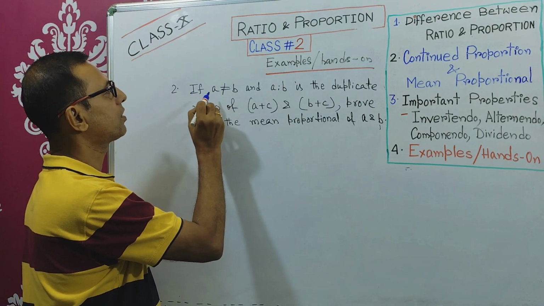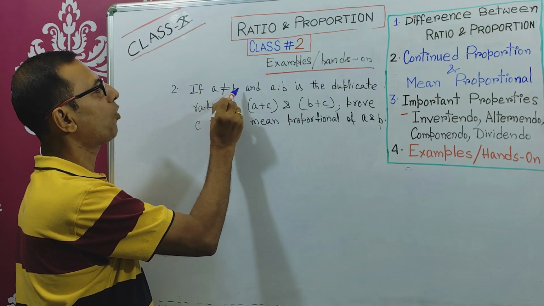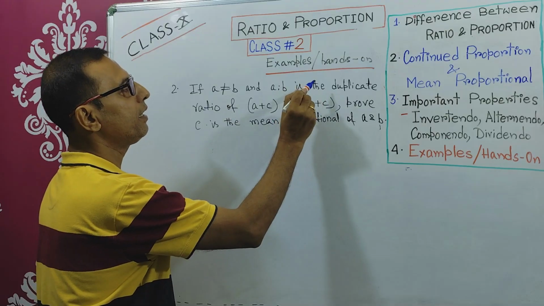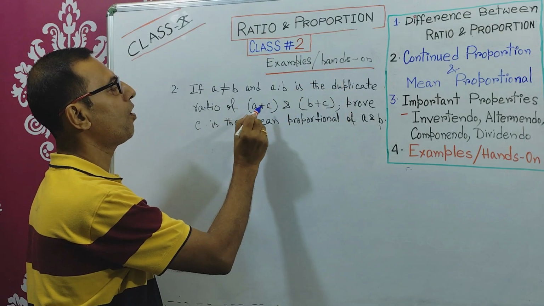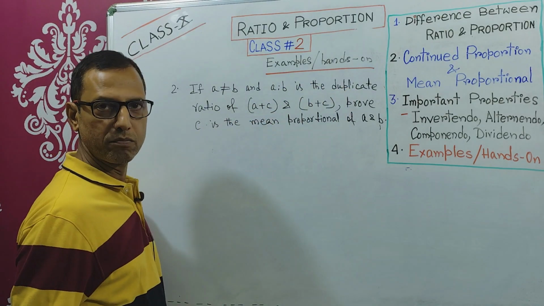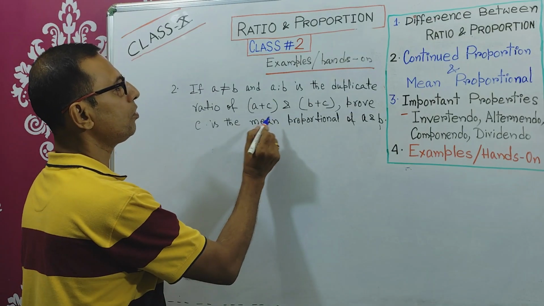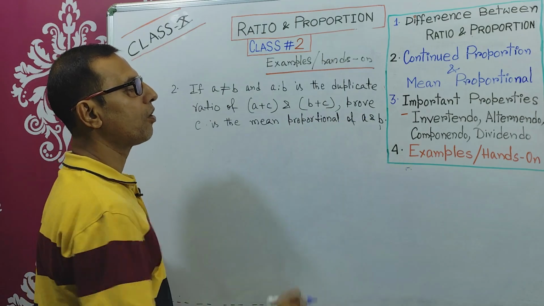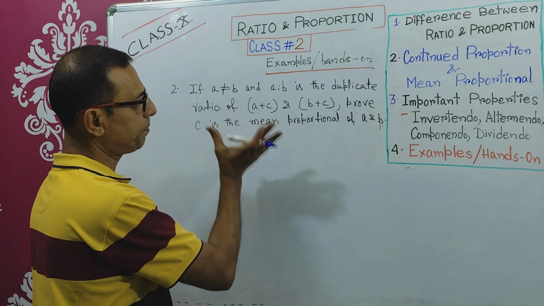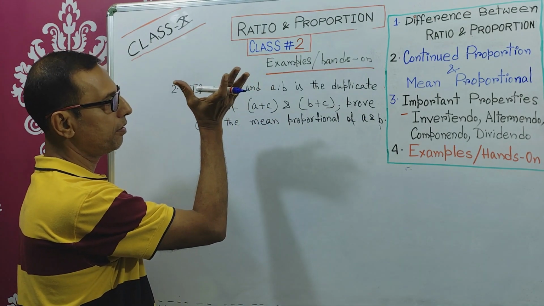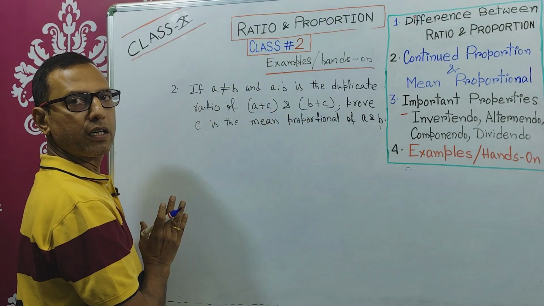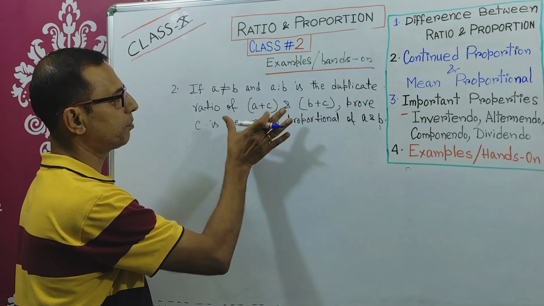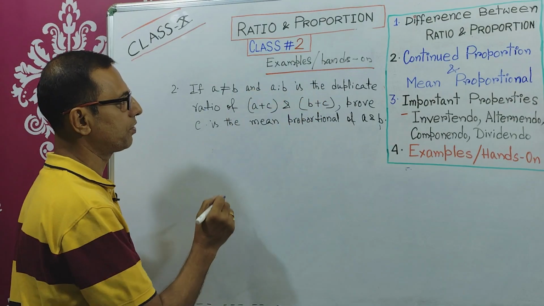So what is the condition given? If A not equals B and A is to B is the duplicate ratio of A plus C and B plus C, then prove C is the mean proportional of A and B. So, express this condition as a mathematical expression.